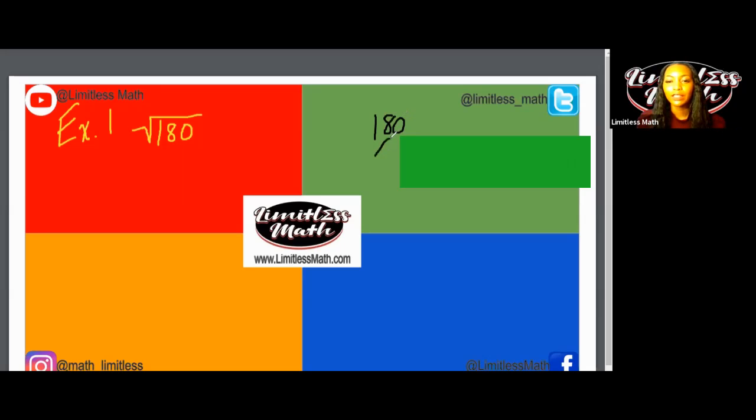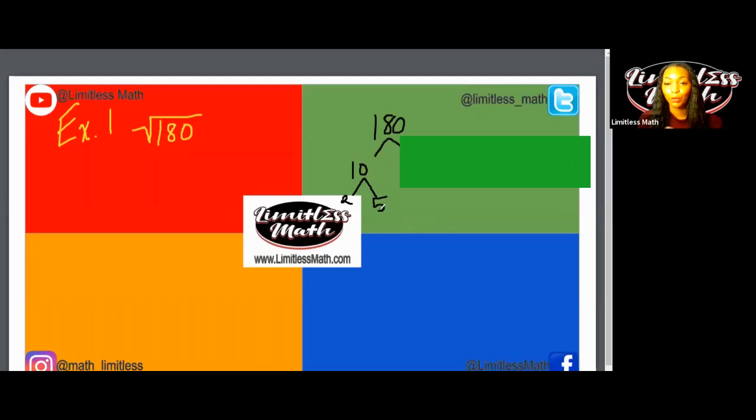So to start off, let's think of two numbers off the top of our head that multiply to be 180. And right off the bat, I think of 10 and 18. You might have thought of something else, and that's okay. 10 and 18 just immediately came to my mind. Now, 10 and 18 are not prime. We can keep going. So let's go ahead with the 10 and break it down. 10 can be formed by 2 and 5.